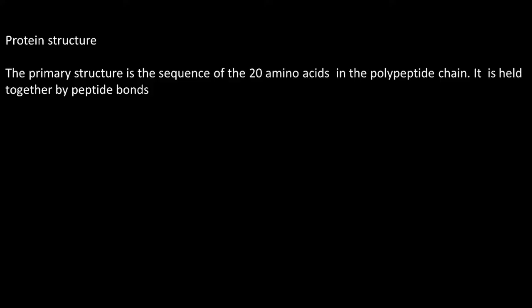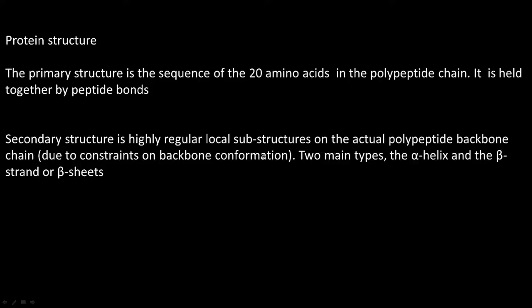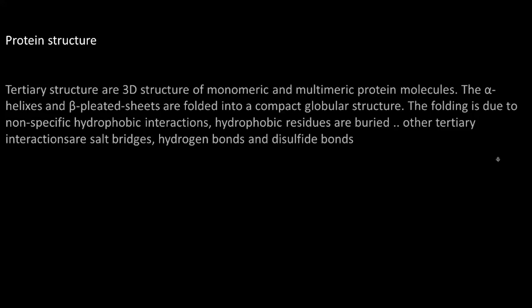Secondary structure: these are very regular local substructures on the actual polypeptide backbone due to constraints on the backbone, because it is not possible for the backbone to form all types of structures. Two main types we have, that's the alpha helix and the beta strands or beta sheets, as we can call it. Then we have the tertiary structure. These are real 3D structures of this monomeric protein. The alpha helices and beta sheets are folded into a compact globular structure. So thermodynamically, it forms a very compact structure.